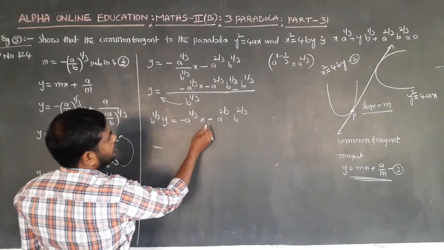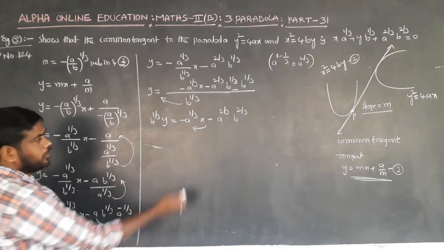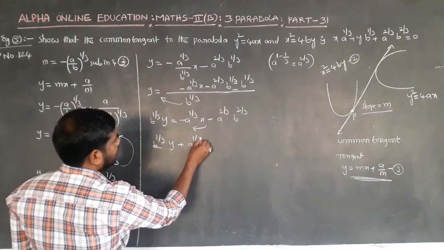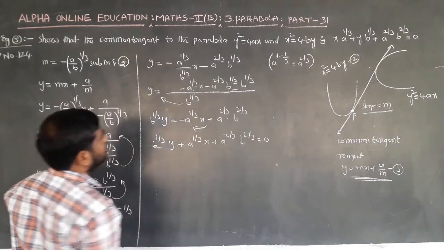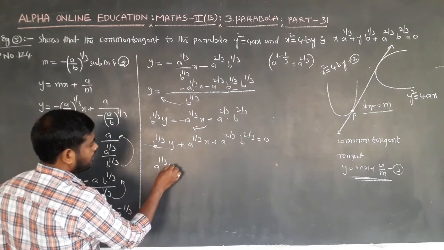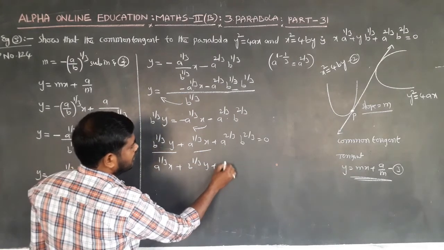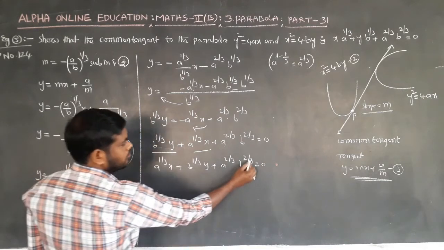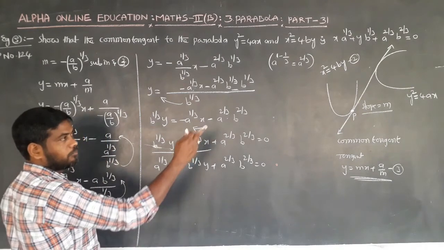Taking minus a power 1 by 3 x minus a power 2 by 3 into b power 2 by 3 to the left side, b power 1 by 3 y plus a power 1 by 3 x plus a power 2 by 3 b power 2 by 3 is equal to 0. Writing in order, a power 1 by 3 x plus b power 1 by 3 y plus a power 2 by 3 b power 2 by 3 is equal to 0. This is the equation of the common tangent to the parabolas.